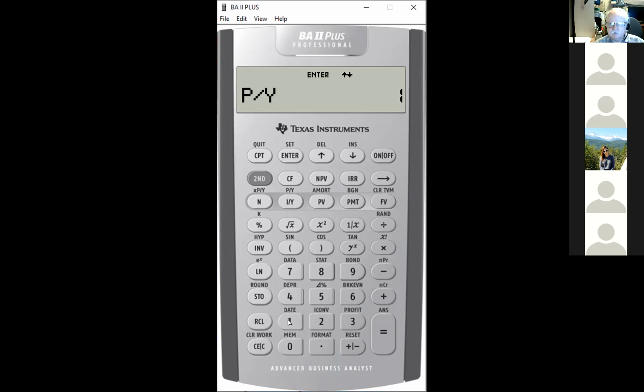PY, it's annual, 1, enter, clear. And so 15 into N. Now it's 5.5 into IY. 0 into present value. 8604, but negative, into payment.